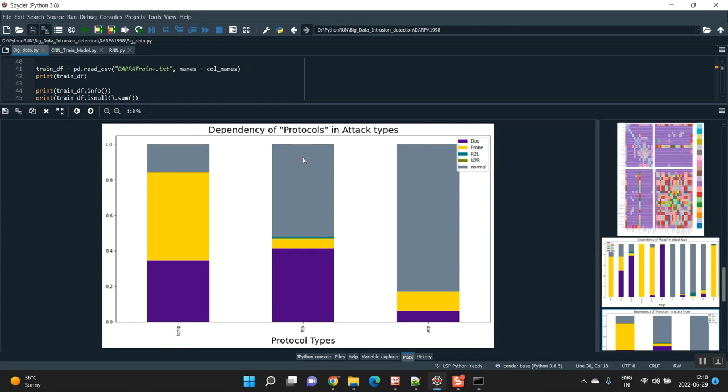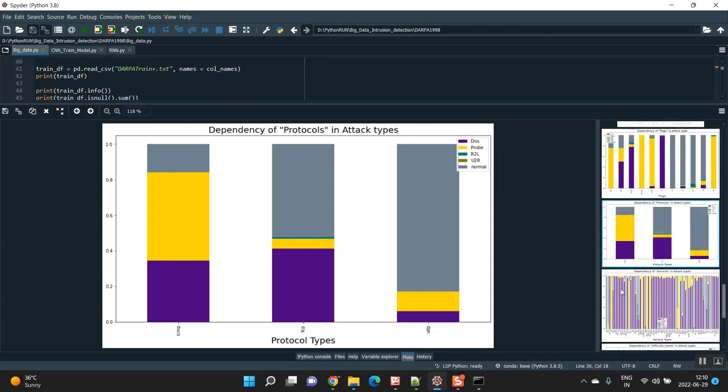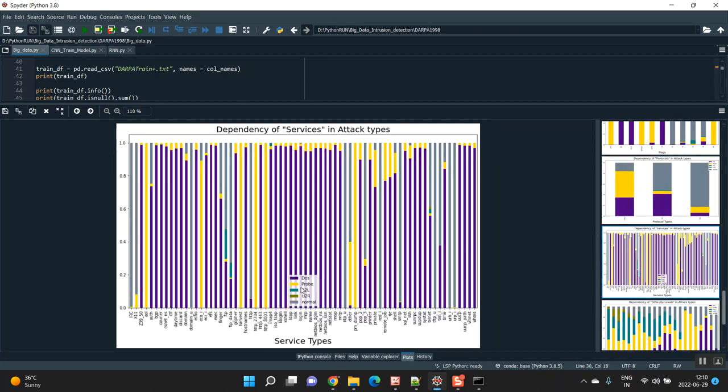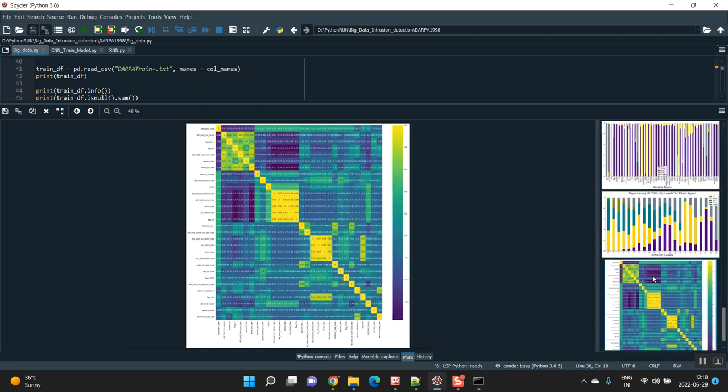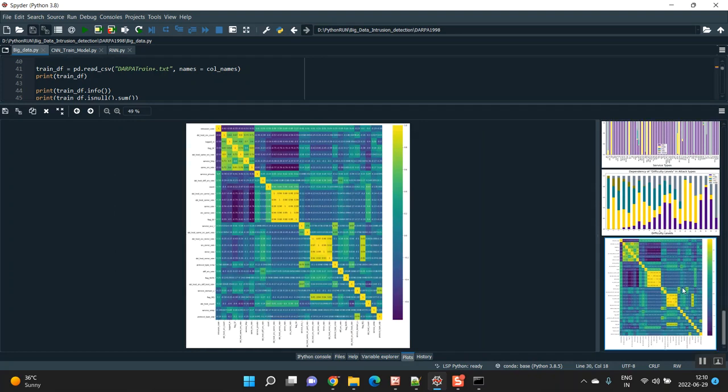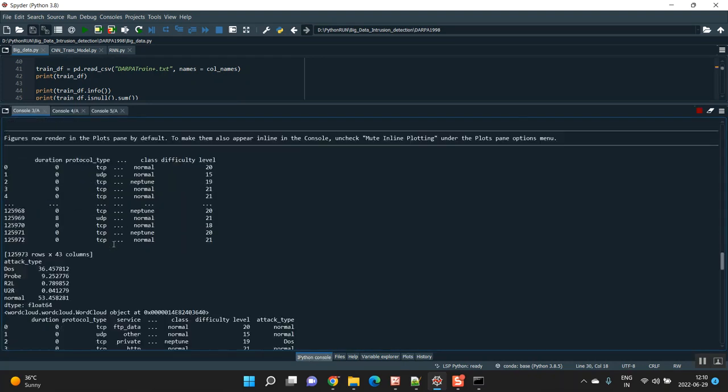We are using protocols ICMP, TCP and UDP. Based on these protocols, we are segregating the difference in how much DOS attack, probe attack, R2L, U2R and normal. On the same basis, here also the service type. These are all the service types available in the data set. Based on that, how much percentage of DOS, probe, R2L, U2R and normal. So we are calculating the complete flow that you had informed me.